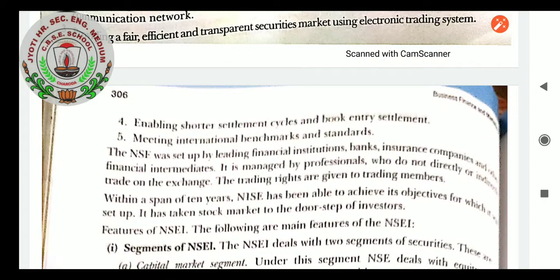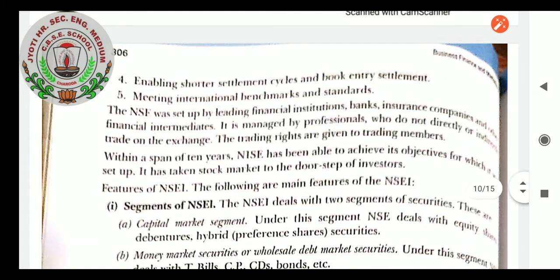The National Stock Exchange was set up by leading financial institutions, banks, insurance companies and other financial intermediaries, and was managed by professionals who do not directly or indirectly trade on the exchange. The trading rights are given to trading members itself. That was a big benefit for them. Within a span of 10 years, NSE has been able to achieve the objective for which it was set up.